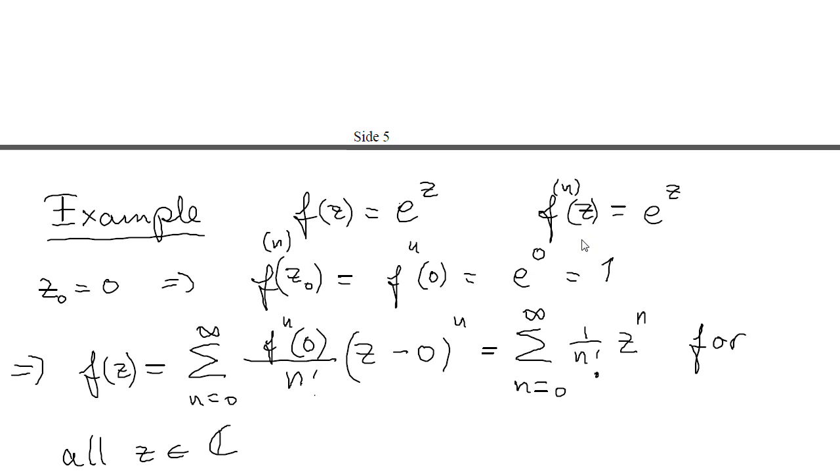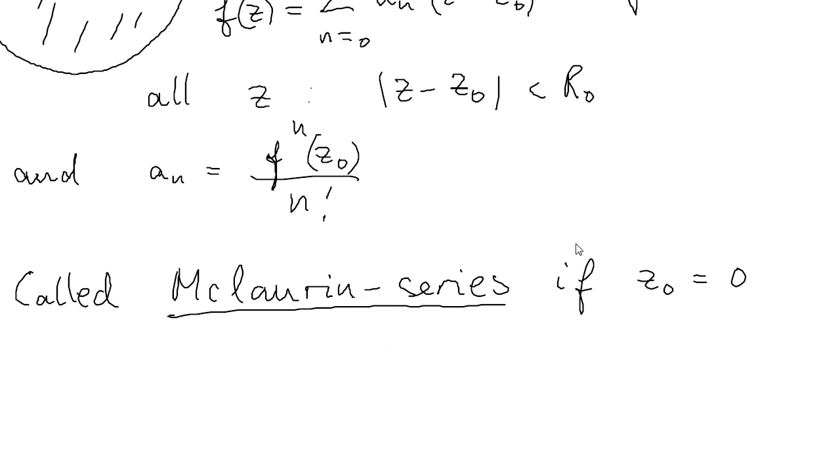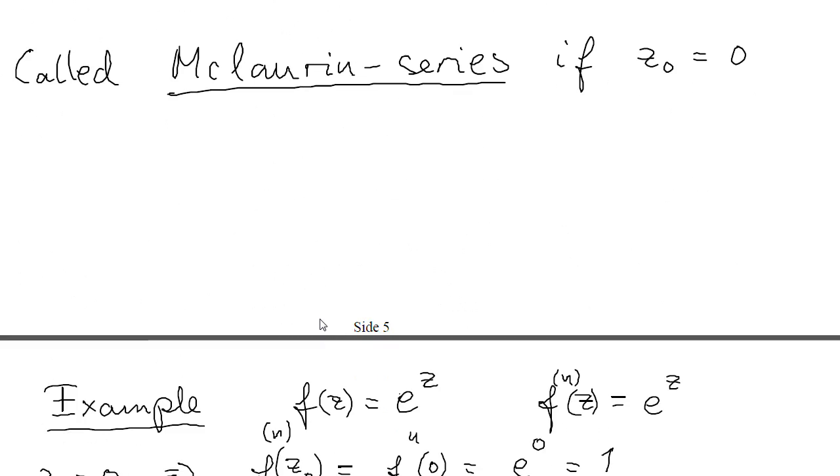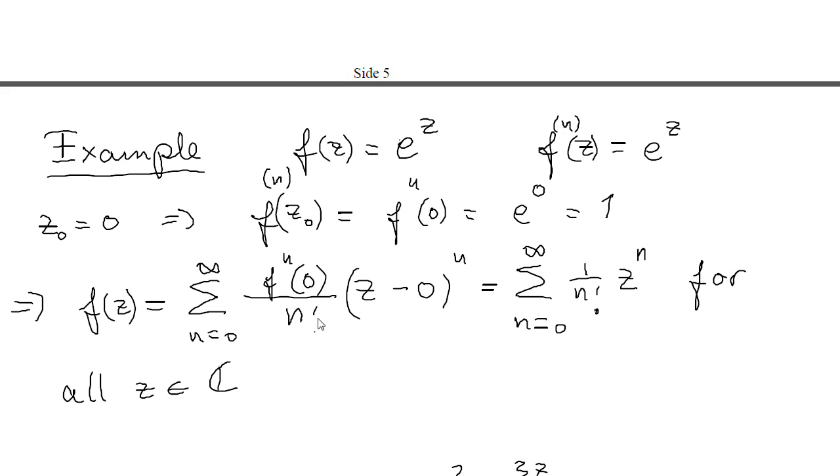So this an, which is given by the nth derivative at z0, in this case z0 is 0, over n factorial, is just equal to 1 over n factorial. So in this case we obtain a very simple expression for this infinite series. It looks like this.